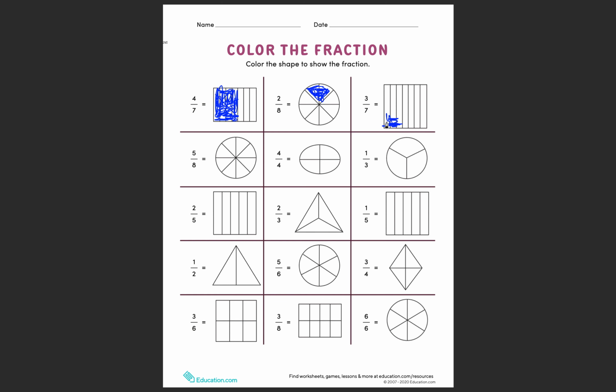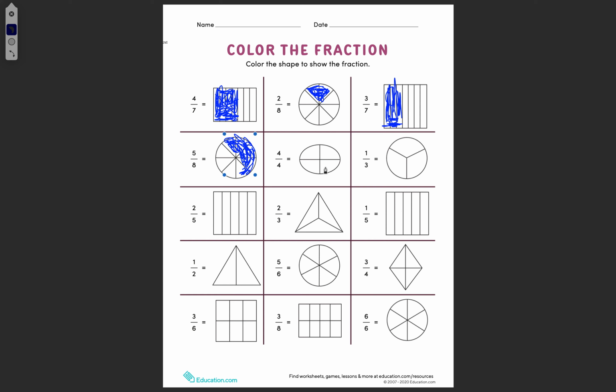3/7. Next one we have 5/8. 1, 2, 3, 4, 5. So if we know 5 out of the 8 is shaded, the leftovers should be the blank. So 1, 2, 3, and then 5 plus 3 is going to give us 8 out of 8, which is one whole. And here is one whole right here.